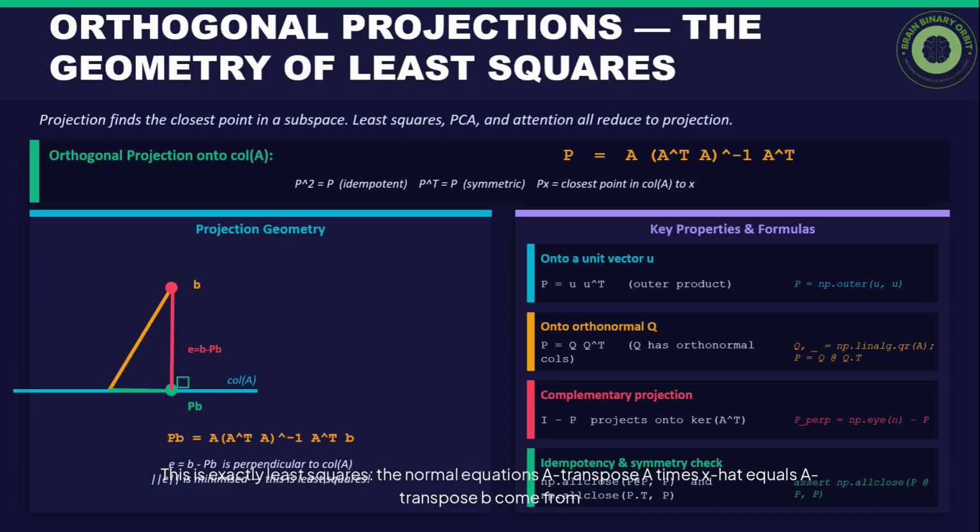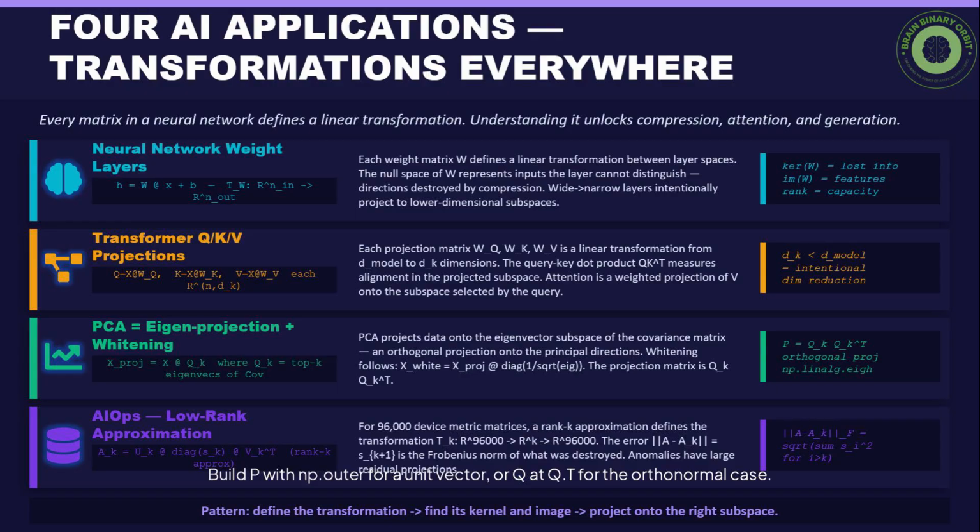This is exactly least squares. The normal equations, A transpose A times x hat equals A transpose b, come from requiring the error to be orthogonal to col A. For an orthonormal basis Q, the projection simplifies to Q times Q transpose. Build P with np.outer for a unit vector, or Q @ Q.T for the orthonormal case.